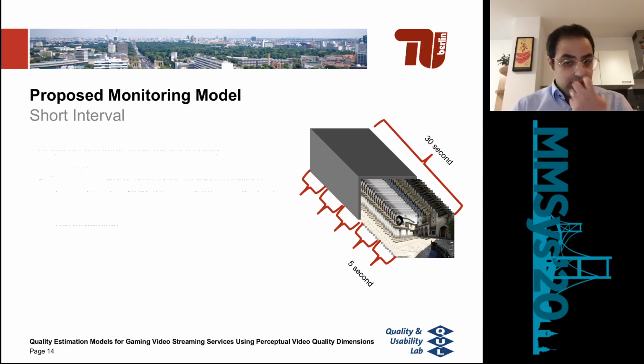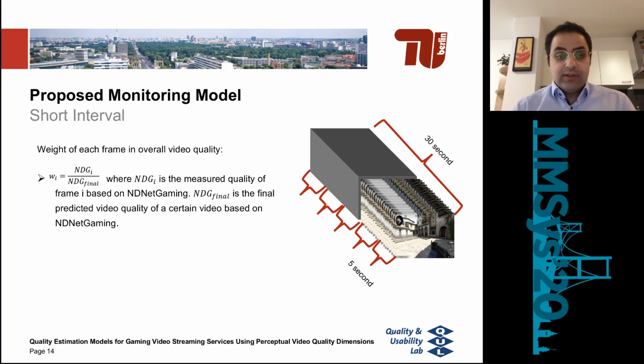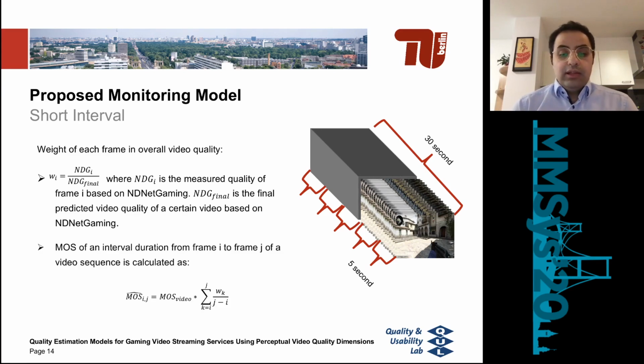So that's why we try to calculate the weight of each frame. So how much contribution one frame has, based on NVNet gaming model, which was a deep learning model trained based on gaming content. And that's actually telling you the weight and contribution of each frame. And if you know that, then you can calculate the MOS for each of those short intervals that we have, using this weighting.